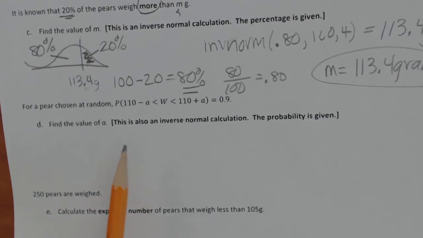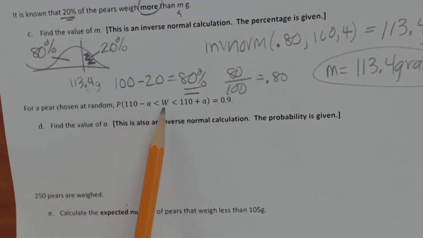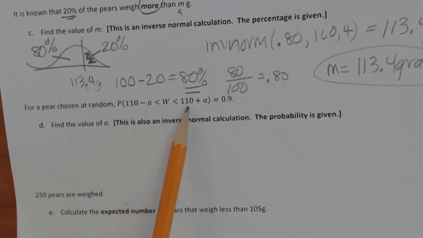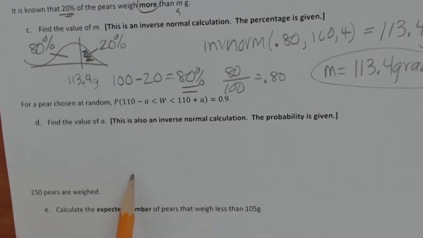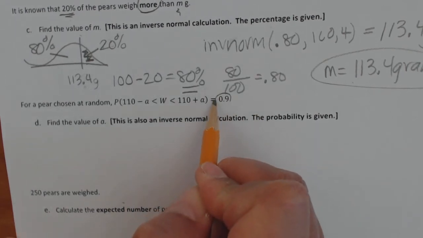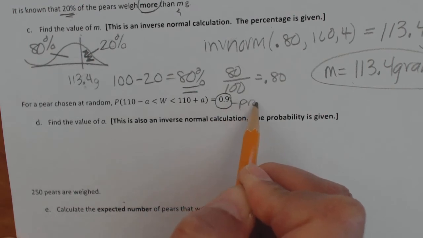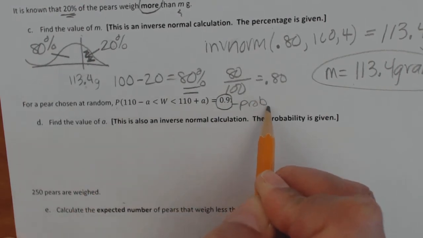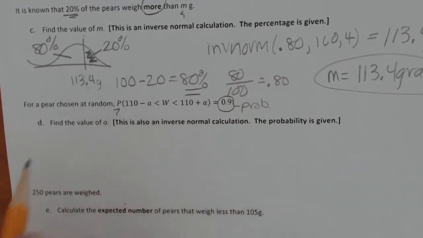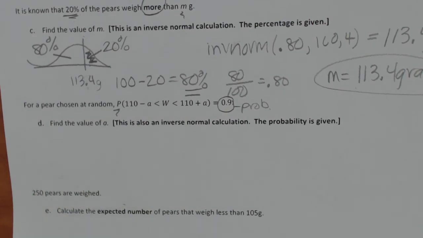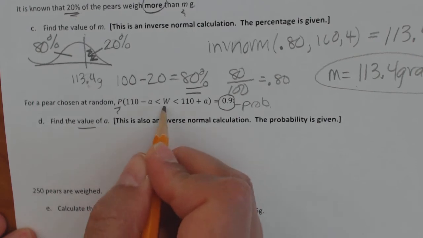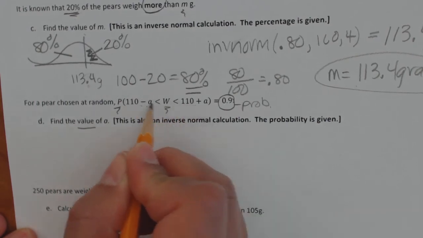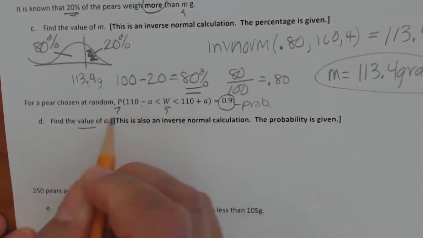For a pear chosen at random, the probability that 110 minus this value A is less than the weight of the pear, which is less than 110 plus A, equals 0.9. Find the value of A. This 0.9 is our probability because it has this P in front. This means probability, remember. So this is an inverse normal. We do have to find a value. But if you notice, the W is in between, so it might look a little bit weird.